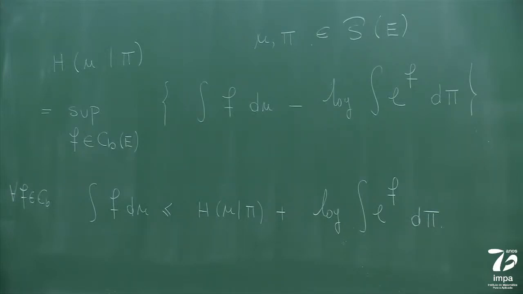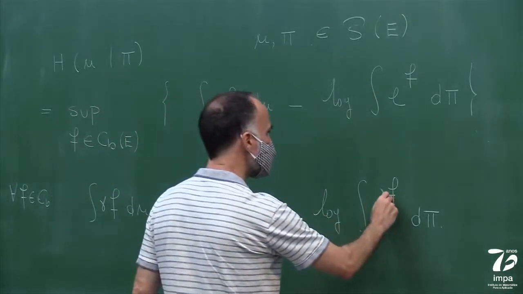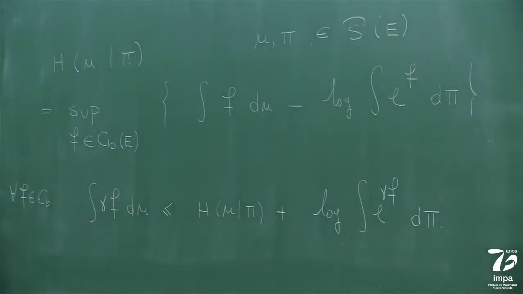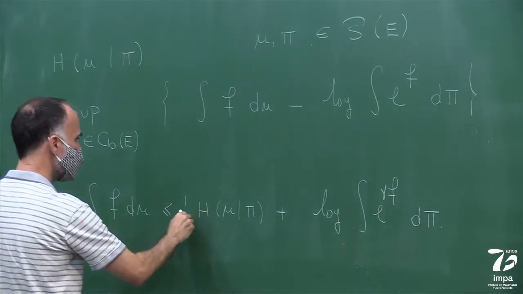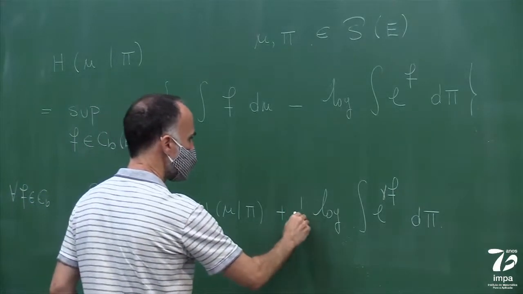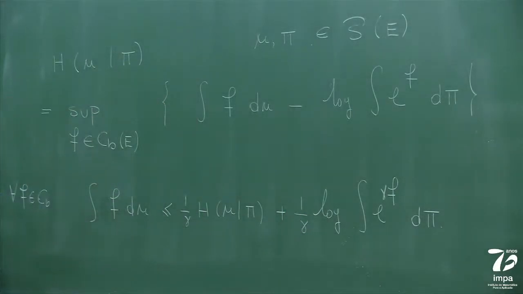And let me observe that this is true for any function f. So it's true for the function f if I multiply f by gamma. So this is true for all f and all gamma. So f now is fixed. So this is true for all gamma. And now let's assume that gamma is positive, and let's divide this inequality by gamma. And what I get is the following inequality. Okay, that this is true for any gamma.